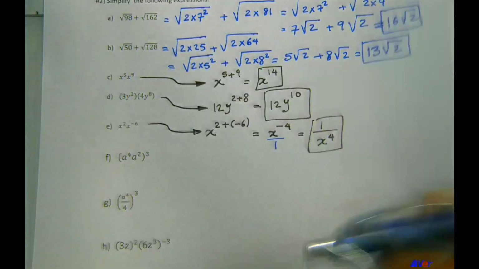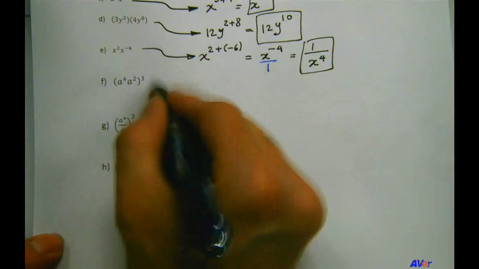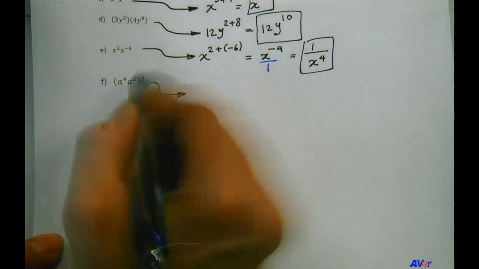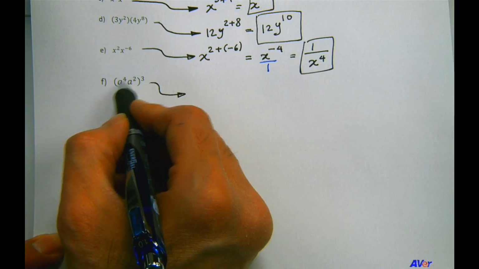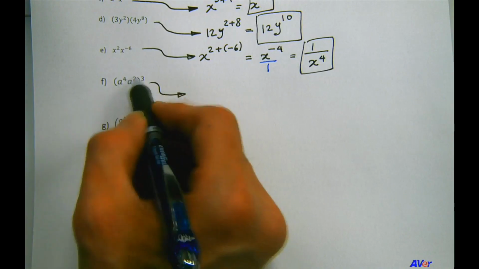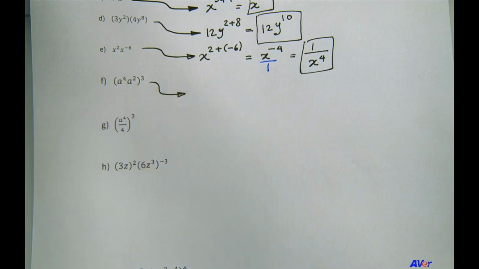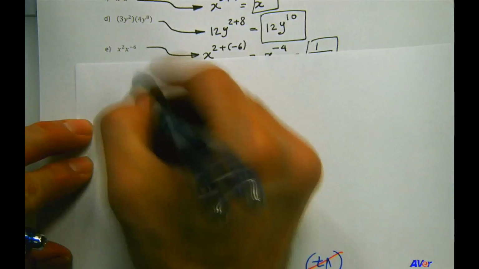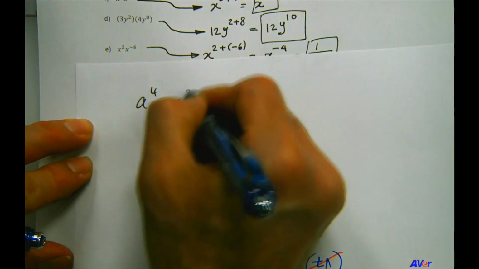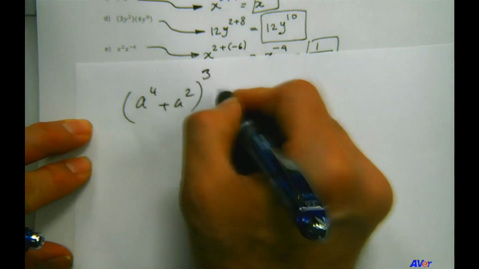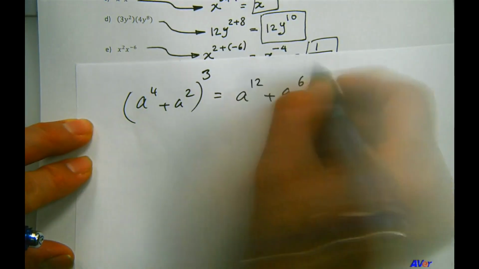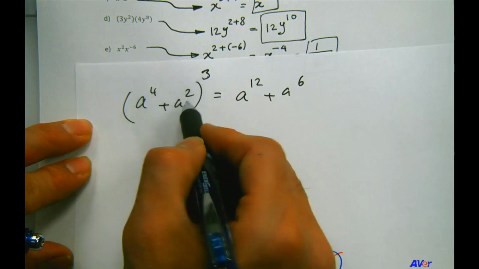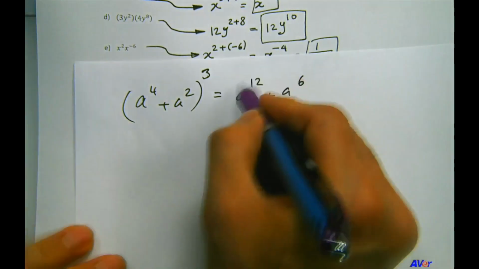Okay. This example, we have a power on the outside. What do we do? We distribute it to the powers on the inside. Could we do that if we had a to the 4th plus a squared, all cubed? Could we distribute this power to these? No. I've seen this error so many times.